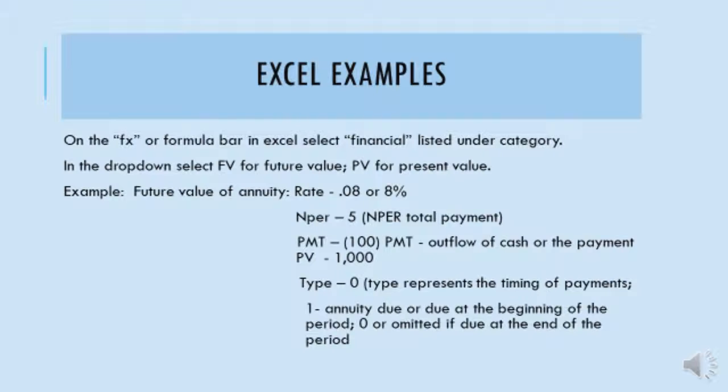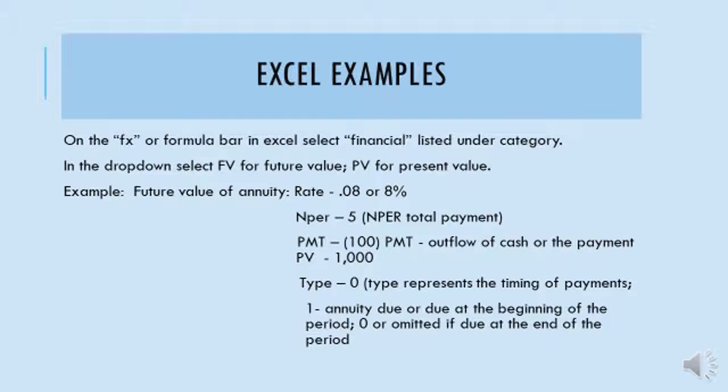Now here's an example to use in Excel. On the fx or formula bar in Excel, you're going to select Financial. It's a category drop down of all the different types of Excel formulas that are used. You're going to have statistics and other things in there, and you're going to select Financial. If you do use Excel, you're going to get the most recently used. I don't know if you use future or present value, but anyway, it's under Financial. So in the drop down, select FV for future value, PV for present value.